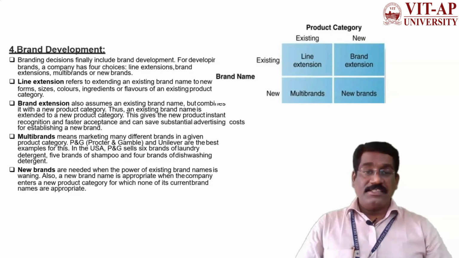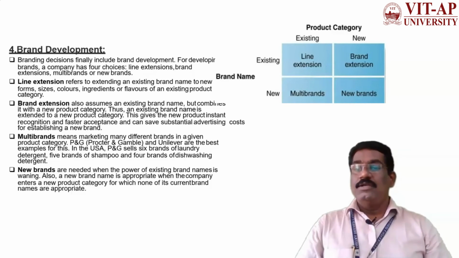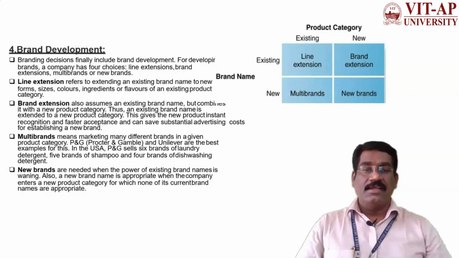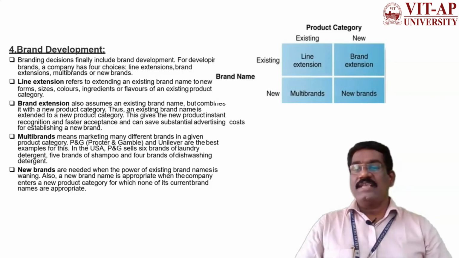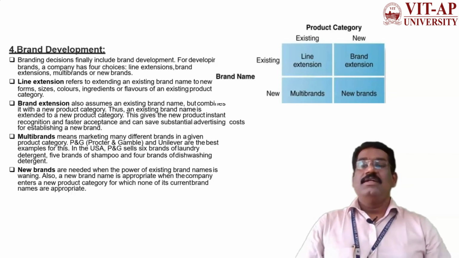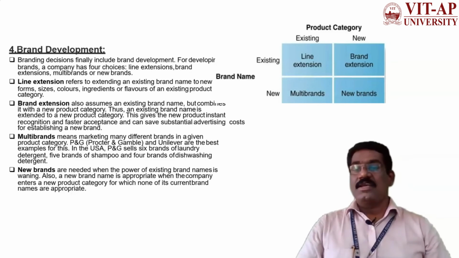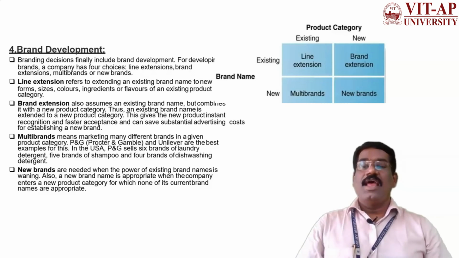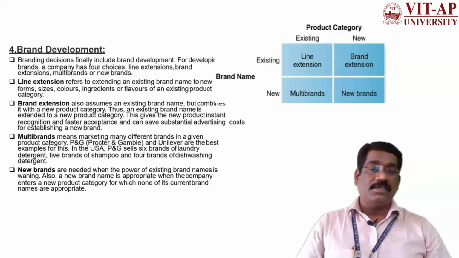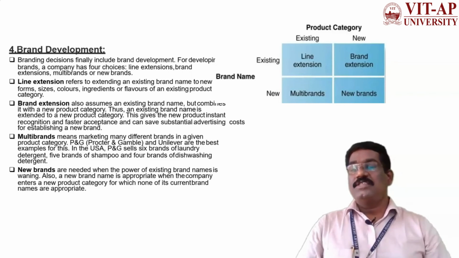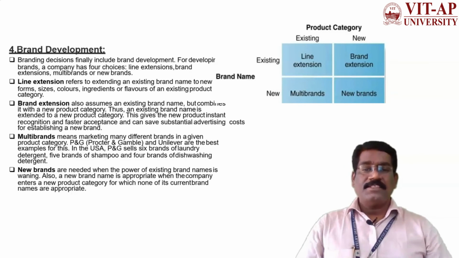Brand extension, with brand name and product category, is existing and new. It assumes an existing brand but combines it with a new product category. Thus, an existing brand name is extended to a new product category. This gives the new product instant recognition and faster acceptance, and can save substantial advertising cost for establishing a new brand. And in the next quadrant, multi-brand, you have a case of new brand name and existing product category.